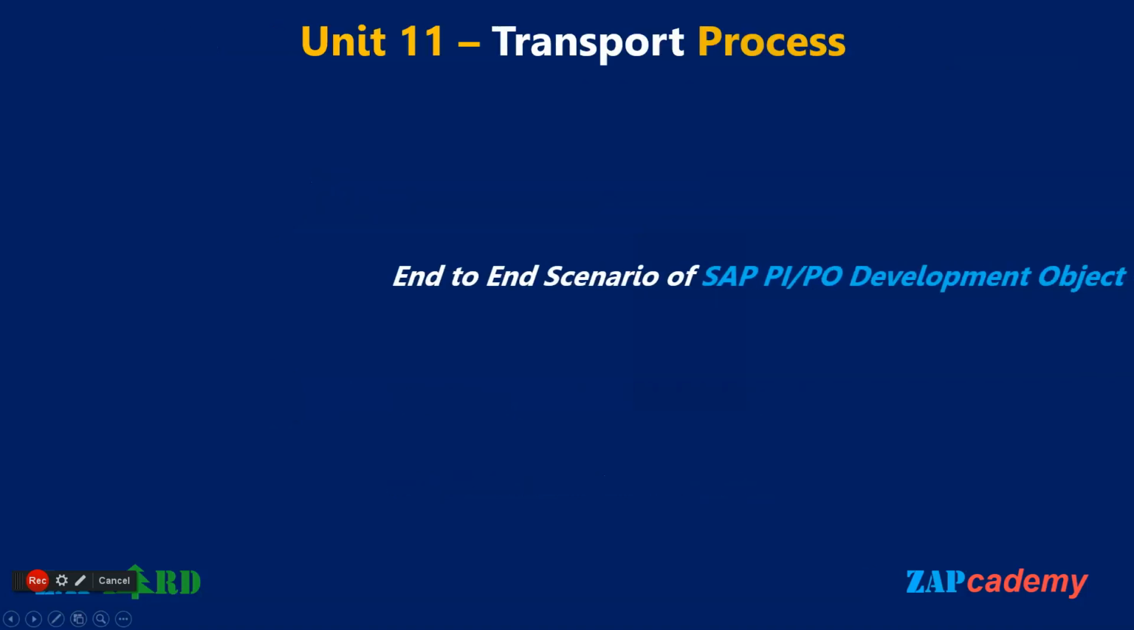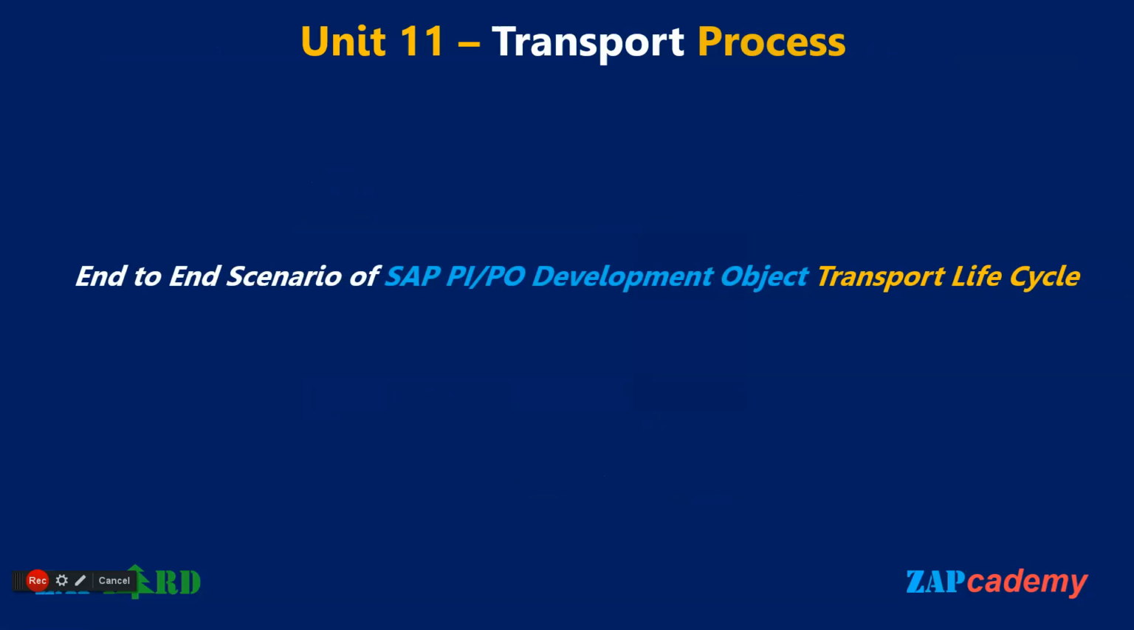Unit 11 is dedicated to another very important topic, that is the transport process in SAP PI PO. SAP takes pride in the robust transport management system, not only for SAP ABAP objects but also for SAP PI PO. In this engaging session, the trainer will make the participants understand the different life cycles of SAP PI PO development objects and where they sit in the SAP landscape. This will be one of the most important classes of this training.